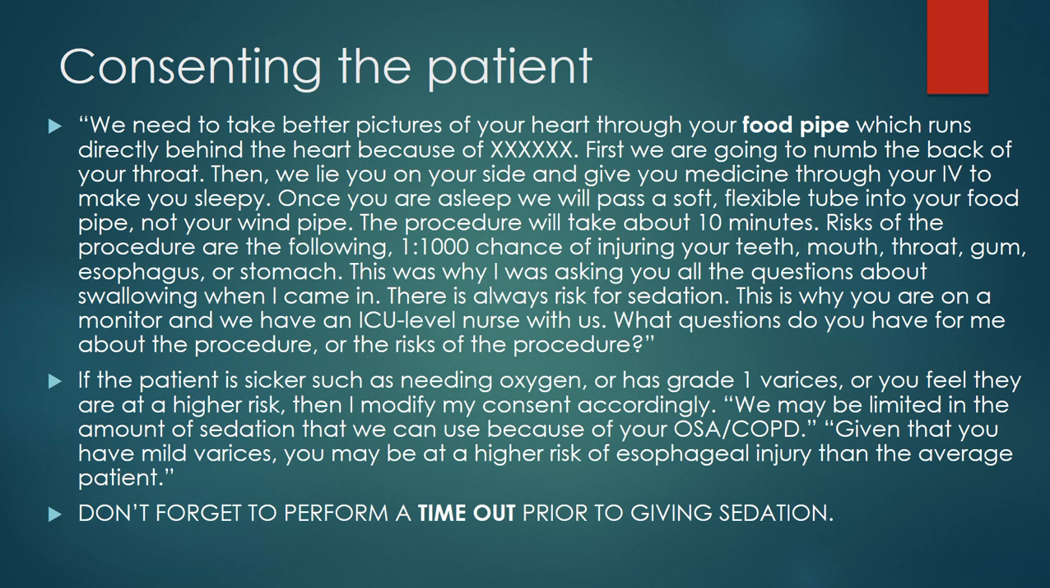We need to take better pictures of your heart through your food pipe, which runs directly behind the heart because of your mitral stenosis or your mitral regurgitation or your aortic stenosis. I explain that first we're going to numb up the back of the throat, we'll give you medicine to make you sleepy, and then once you're asleep, we'll pass a soft, flexible tube through your food pipe, not your windpipe. The procedure takes about 5 or 10 minutes, and the risks of the procedure are the following.